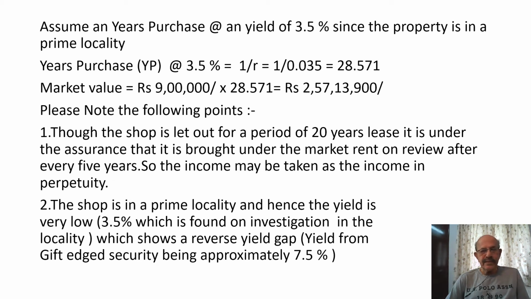Assume a year's purchase at a yield of 3.5% since the property is in a prime locality. Here you should know, if the property is in a prime locality, the yield will be at a lesser rate, say 3.5%. If it is in a secondary place, the return will be at a higher rate, say 7%. Year's purchase at 3.5% is equal to 1 by R, which is 1 divided by 0.035, equal to 28.571.